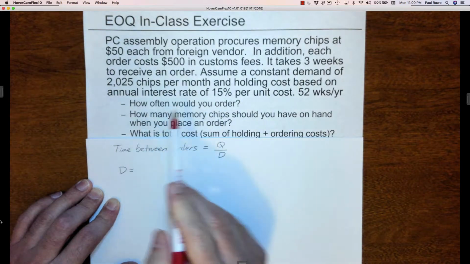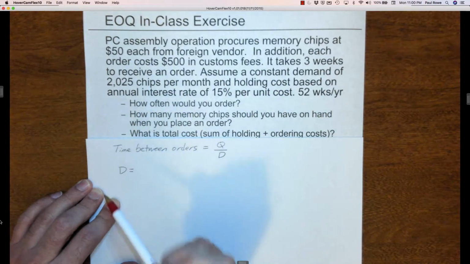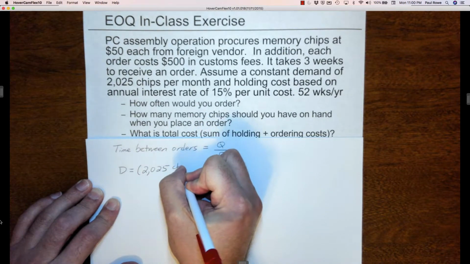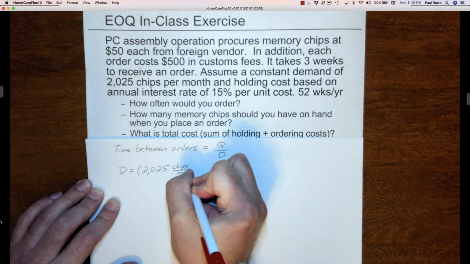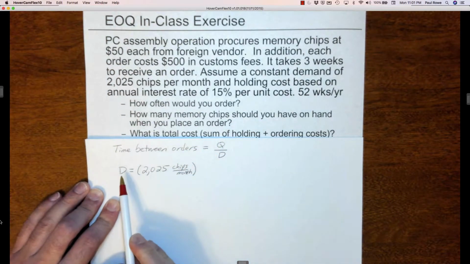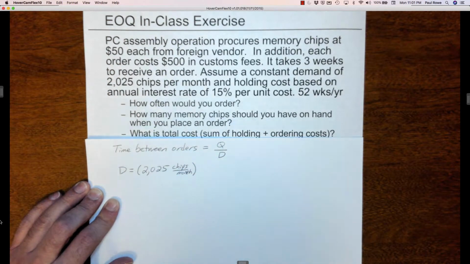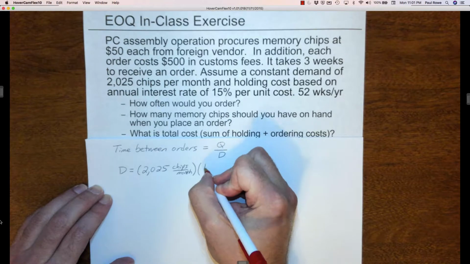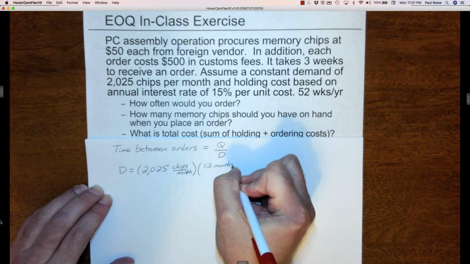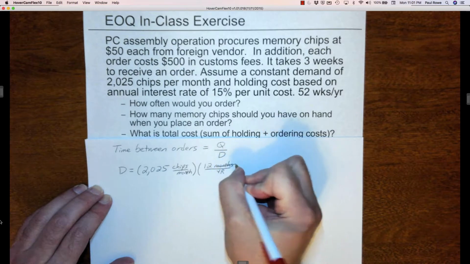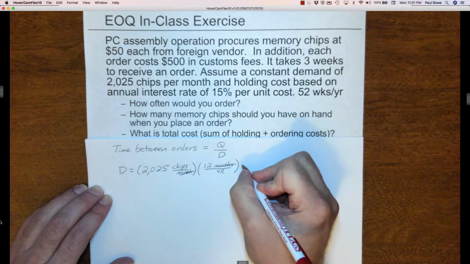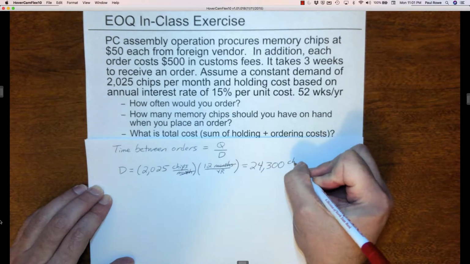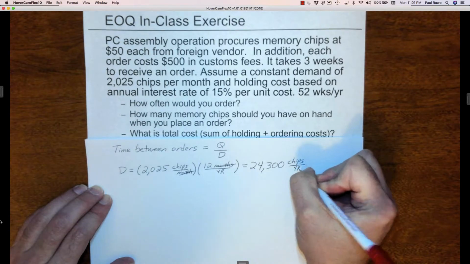So D, we see that the constant demand, so it's known and constant, is 2,025 chips per month. And when we talked about the definition of capital D, we said that that would be the annual demand. So right now we have monthly demand, so let's go ahead and convert that. So we have 12 months per year. We can cancel out our units of measure, and we find that we come up with 24,300 chips per year is our annual demand.